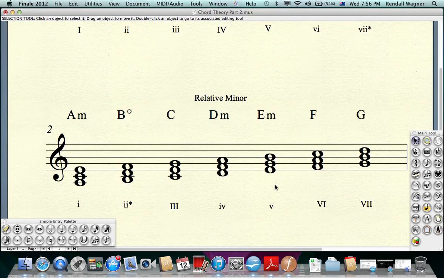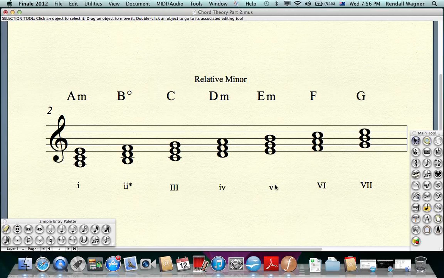If you need to go back over chord theory part 1, have a look at that to refresh your memory, and then come back and have a look at this and see if it makes sense.